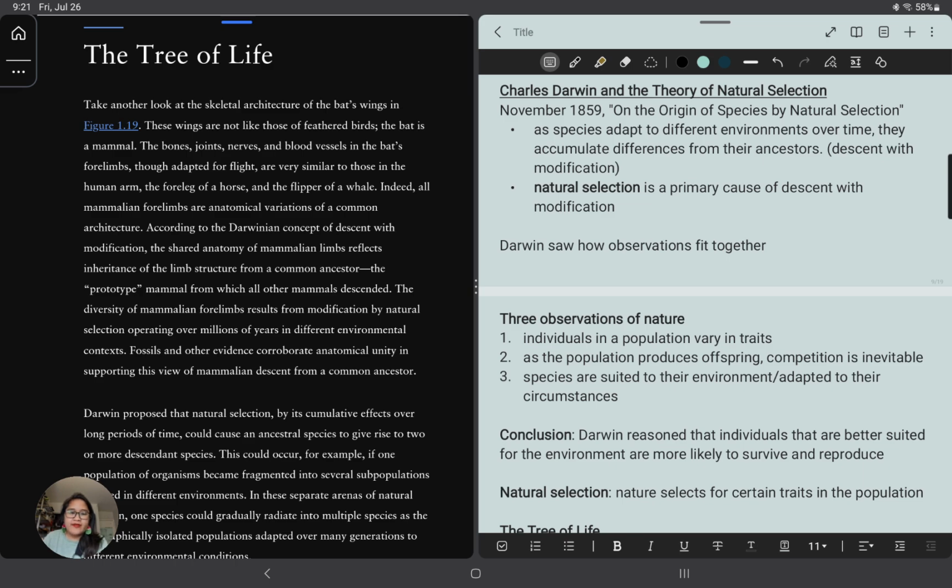Darwin saw how observations fit together. The three observations of nature are that individuals in a population vary in traits. As the population produces offspring, competition is inevitable. And third, species are suited to their environment, adapted to their circumstances. Conclusion: Darwin reasoned that individuals that are better suited for the environment are more likely to survive and reproduce. So natural selection is when nature selects for certain traits in the population.